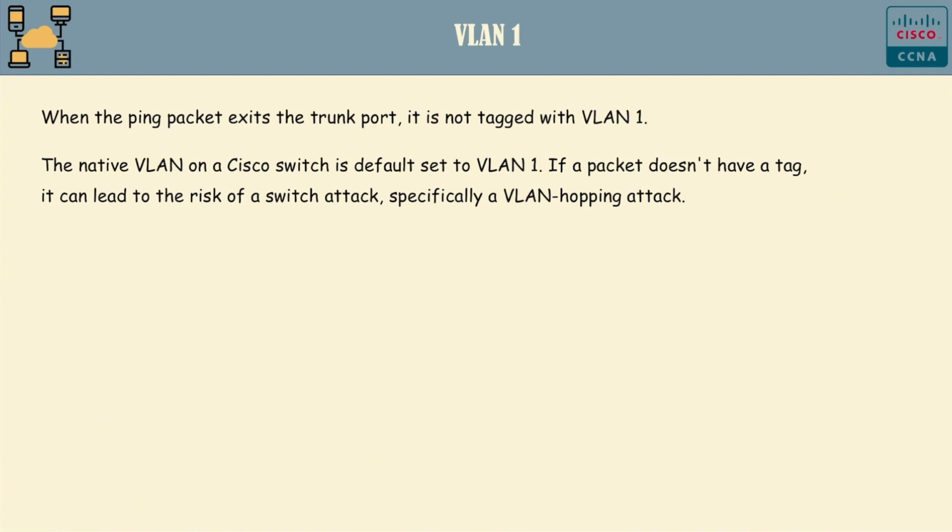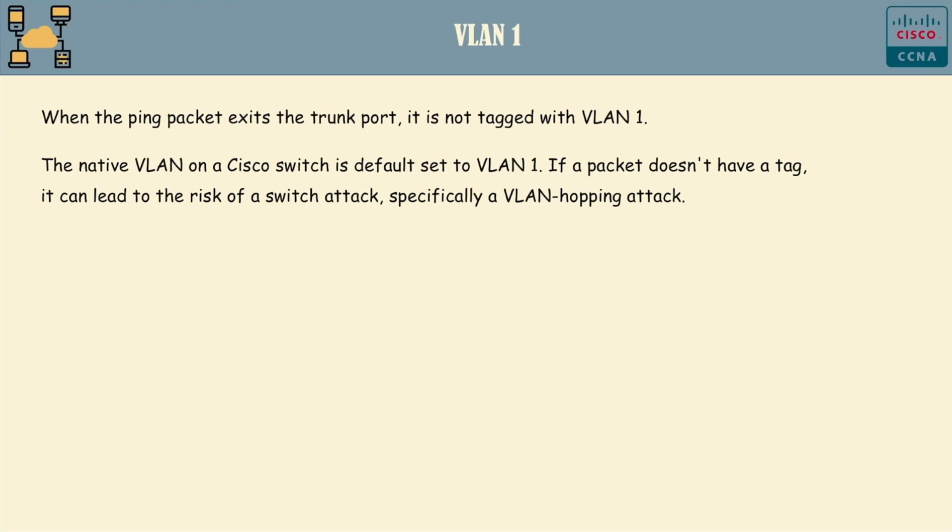However, if these two PCs belong to VLAN 1, when the ping packet exits the trunk port, it won't be tagged with VLAN 1 because VLAN 1 is known as the native VLAN. This means that packets traveling on this trunk port won't be tagged with any VLAN number. The native VLAN on a Cisco switch is by default set to VLAN 1.